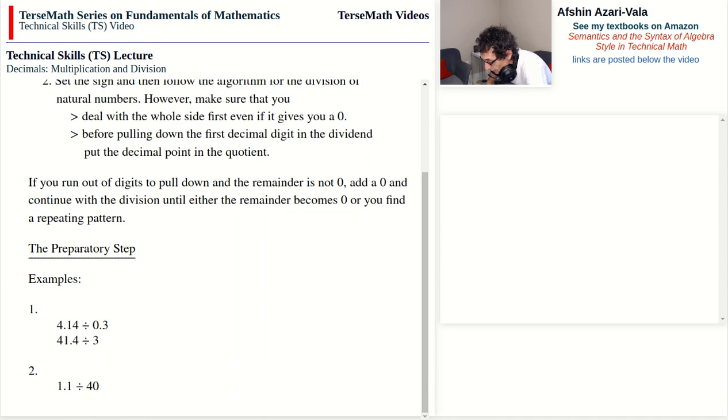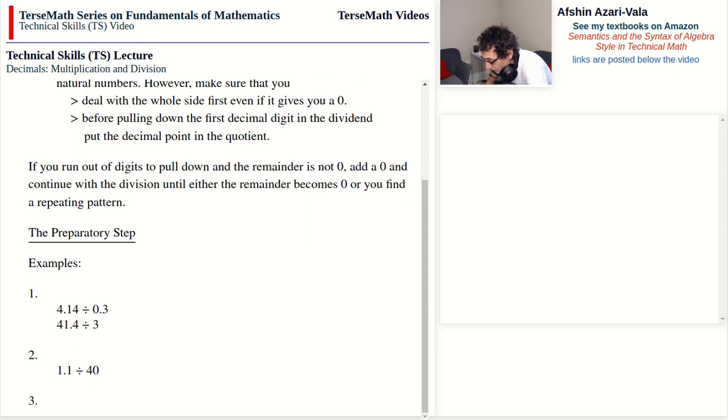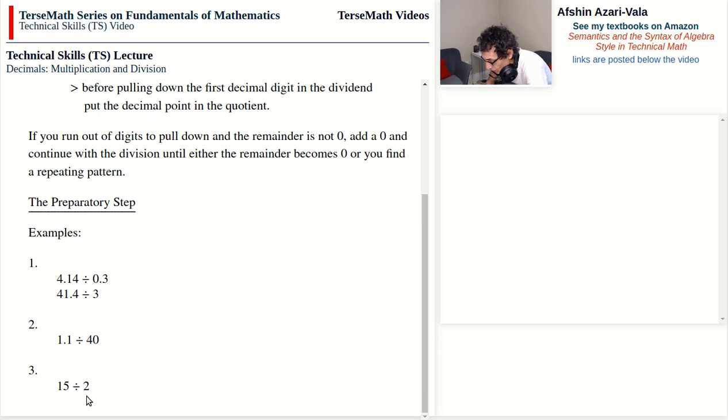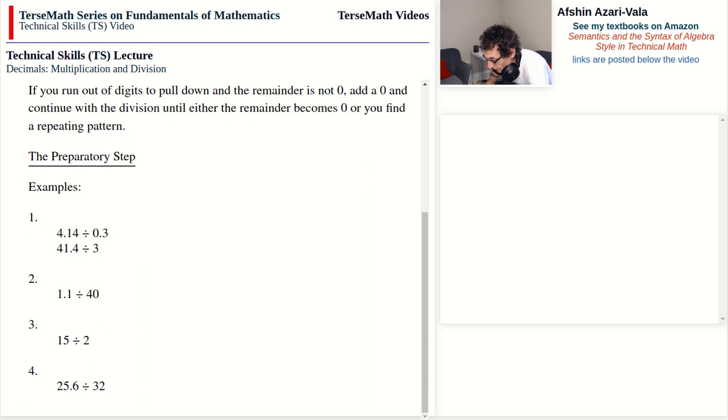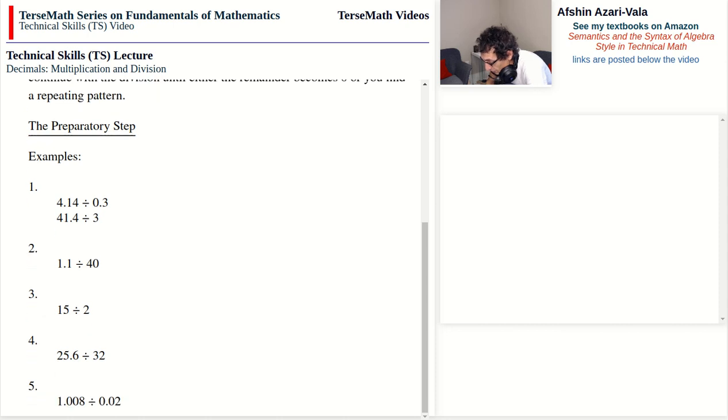Problem number 2, this one we don't have to take the preparatory step because the divisor doesn't have any decimal digits. Number 3, same. The divisor, which is 2, does not have any decimal digits. Number 4, again, we have a divisor that has no decimal digits, and therefore we don't have to take the preparatory step. Number 5, now we have a bit of a problem because the divisor has decimal digits, in fact 2 of them. And so we can get rid of them by moving the decimal point forward over 2 digits, which is the same as multiplying by 100.